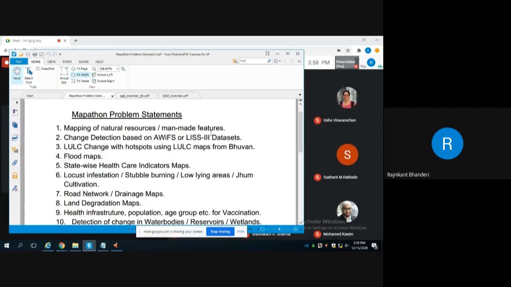Basically, we have to map natural resources like agriculture area, forest area, and water bodies, or man-made features like built-up area, so any man-made constructions. That kind of resources can be mapped. To map these features, what will be the requirement? We need remote sensing data like LISS-4 data or LISS-3 data. This type of data will be required, and one has to learn how to interpret the imagery.